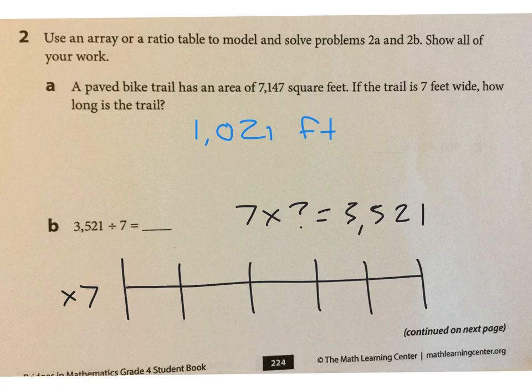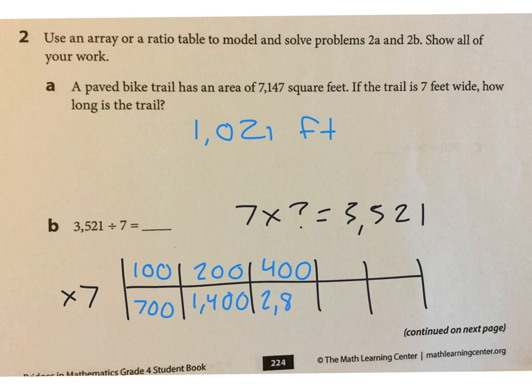I might start with 100, because I know that 100 times 7 is 700, and that's well below where we need to be. I might double that to 200. That gets us to 1,400. I might double that again, and I know that 7 times 400, or 1,400 doubled, either way you think about it, is 2,800.